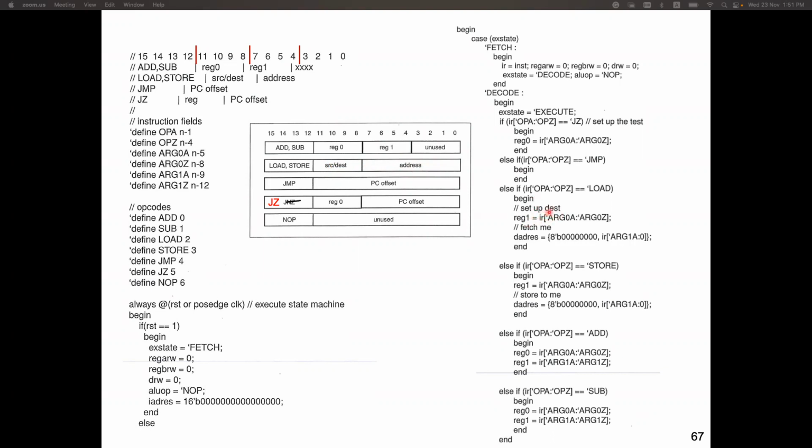Set up the destination. We load data from data memory into the register. So register 1, whose address is found from bit 11 to bit 8 of the instruction word, and the data address is 16-bit. So we pad this address with zeros in the MSB, because the address is 16-bit long.